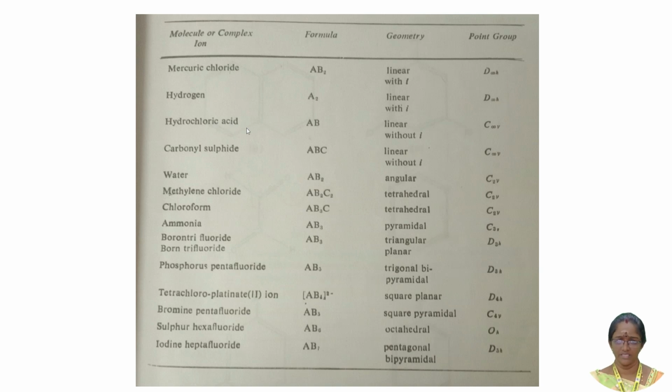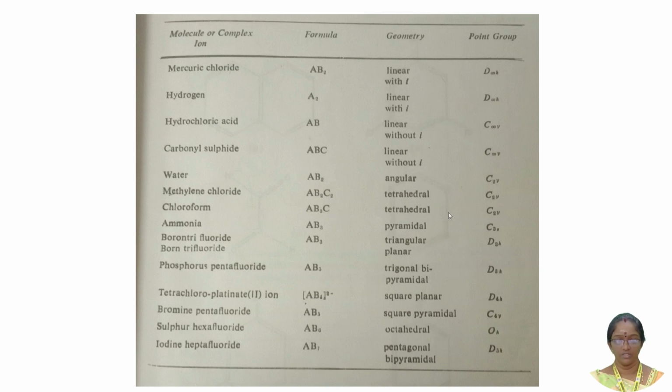Carbonyl sulfide with the formula ABC, without i, linear structure, C infinity v. Water molecule, AB2 type, angular structure, it belongs to the C2v point group. Methylene chloride, AB2C2, tetrahedral, C2v point group. Chloroform, which belongs to AB3C, tetrahedral geometry, C3v point group. Ammonia, AB3, pyramidal structure, C3v point group.